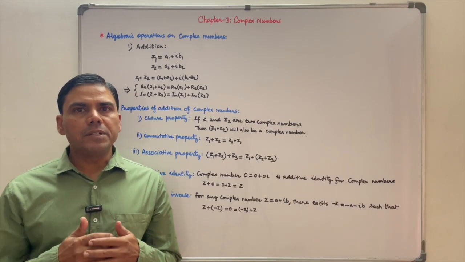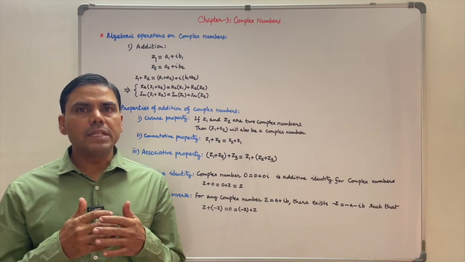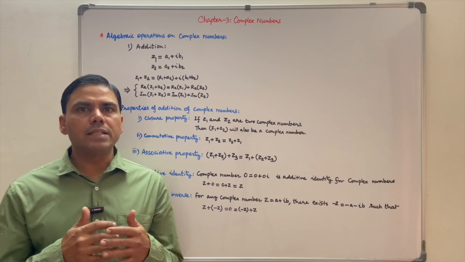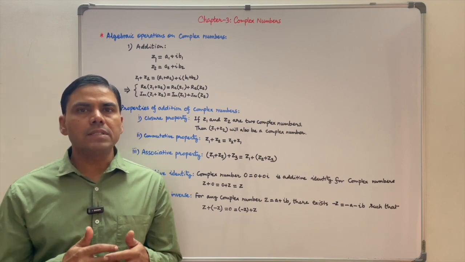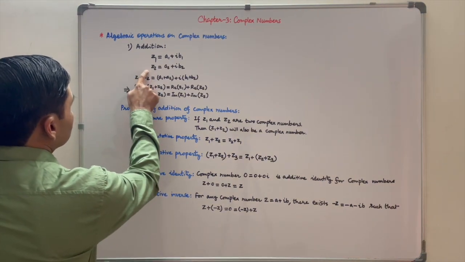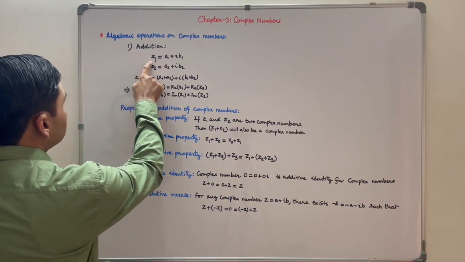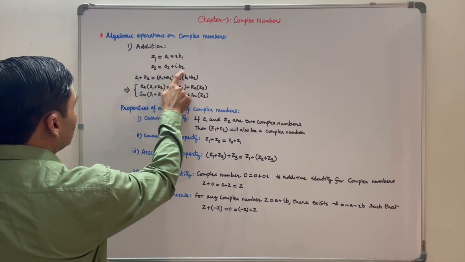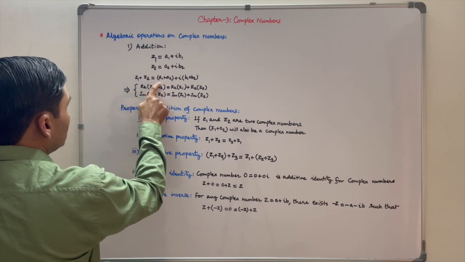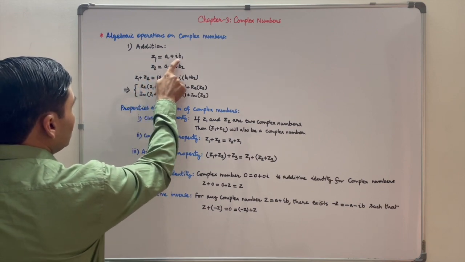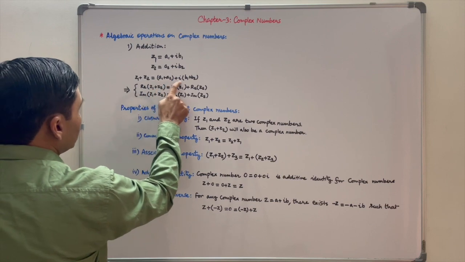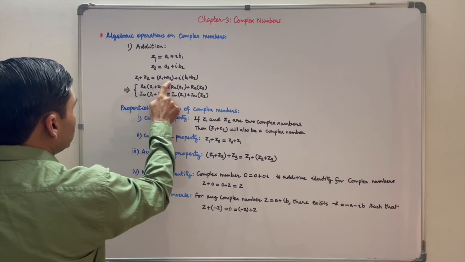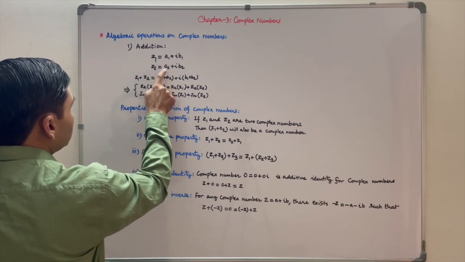Let us see algebraic operations on complex numbers. We will see addition, subtraction, multiplication, division of complex numbers and their associated properties. First, addition. Suppose Z1 and Z2 are two complex numbers such that Z1 is equal to A1 plus iB1 and Z2 is equal to A2 plus iB2. So Z1 plus Z2 is equal to A1 plus A2 plus i into B1 plus B2. This is the real part and this is the imaginary part. It is clear from here that real of Z1 plus Z2 is equal to real of Z1 plus real of Z2.